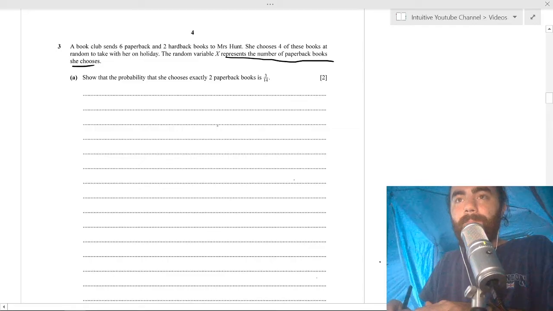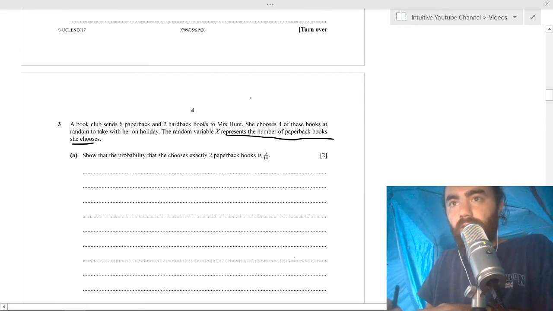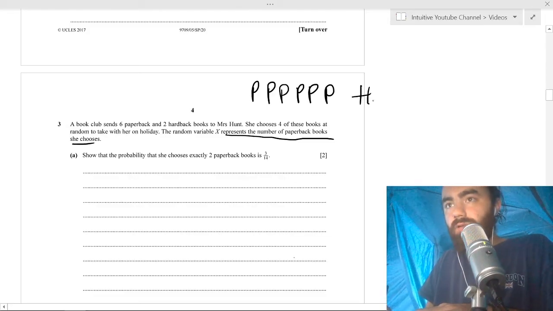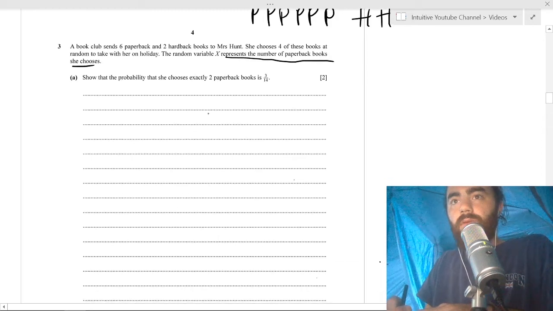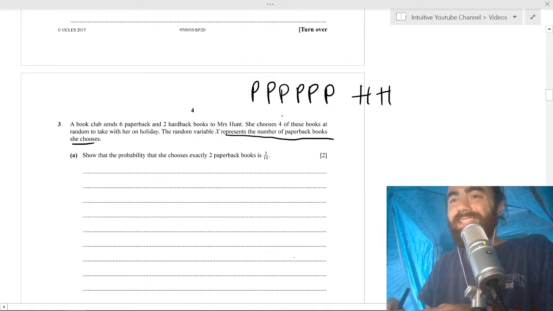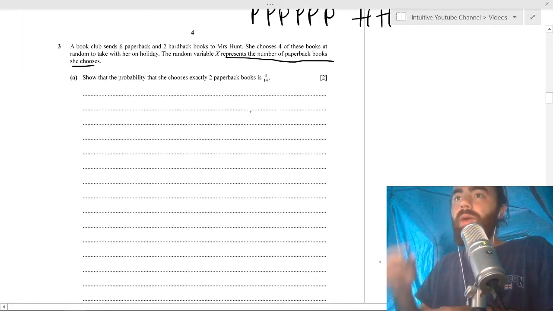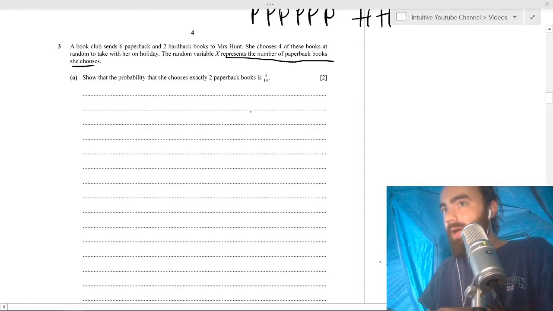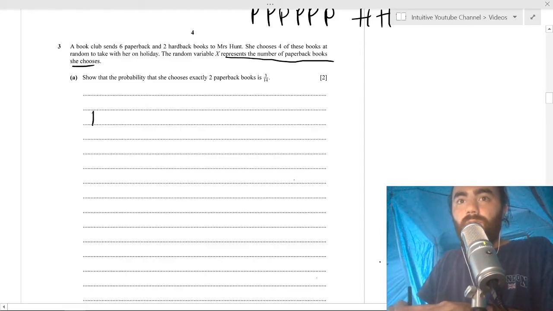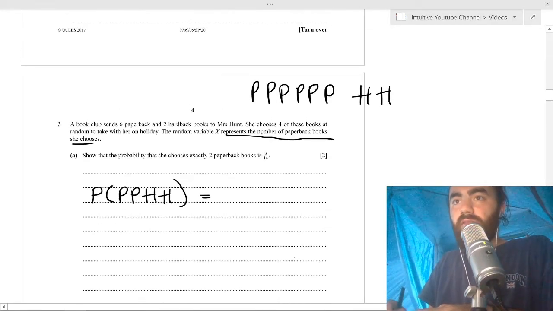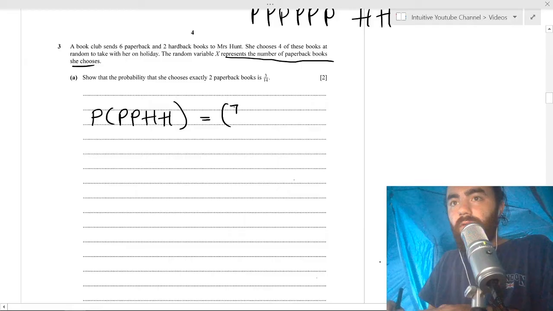Okay, so she has, I like to write out, so she has 1, 2, 3, 4, 5, 6 paperback and 2 hardback. So we want to find the probability that she chooses exactly 2. Well, the way that would happen is if she picked 2 paperbacks and 2 hardbacks. So the probability of picking a paperback would be, there's 6 paperbacks and 8 books, so it would be 6 over 8.